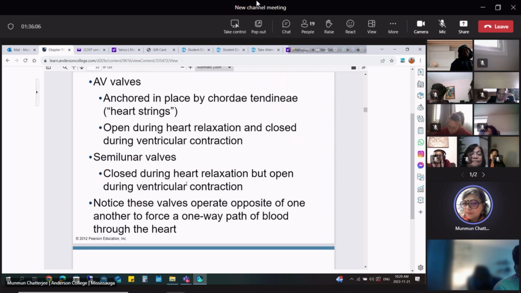Semilunar valves are the opposite. When one set is getting the blood, the other valve has to be closed. So when the AV valves open, the semilunar valves close. When the semilunar valves open, the AV valves close, so that there will be no backflow. So semilunar valves are closed during heart relaxation but open during ventricular contraction.